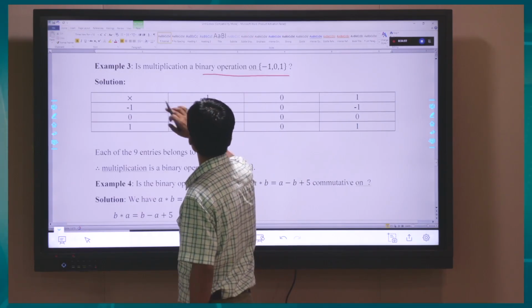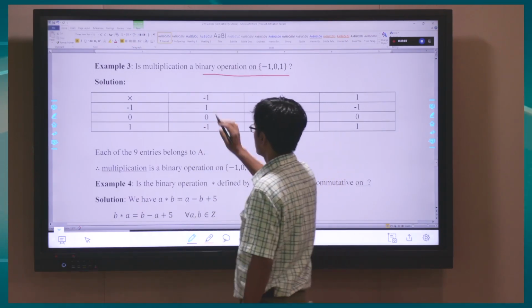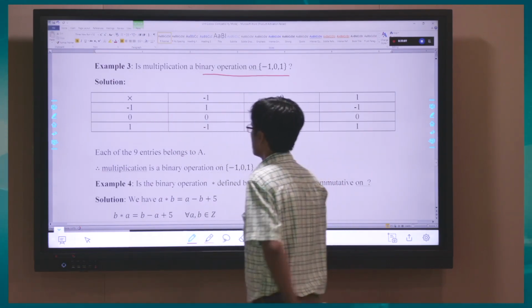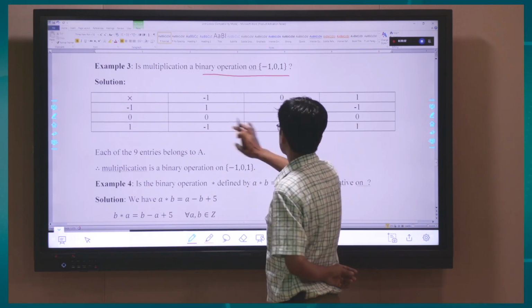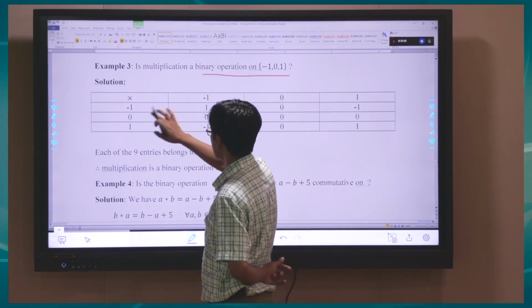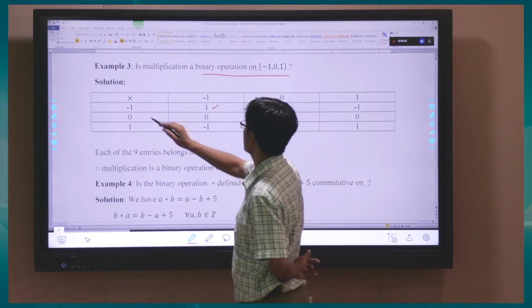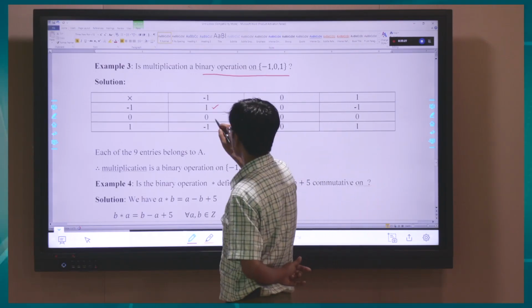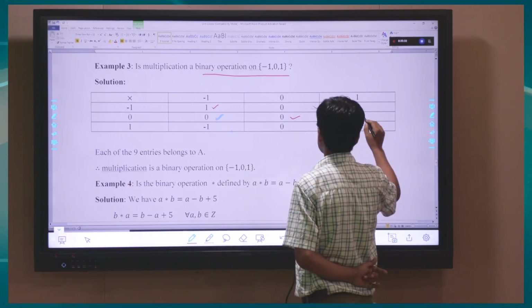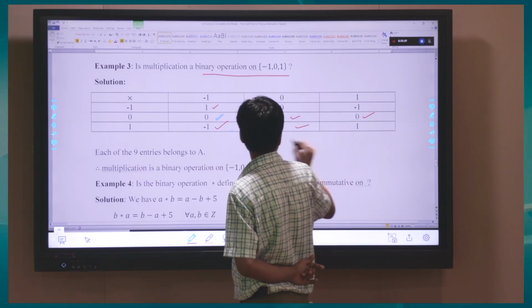Here you see the elements of the set we put horizontally and vertically: -1, 0, 1, and vertically -1, 0, 1. Now in each cell, we put the outcome: -1 into -1 is 1, -1 into 0 is 0, -1 into 1 is -1, 0 into -1 is 0, 0 into 0 is 0, 0 into 1 is 0, 1 into -1 is -1, 1 into 0 is 0, 1 into 1 is 1.